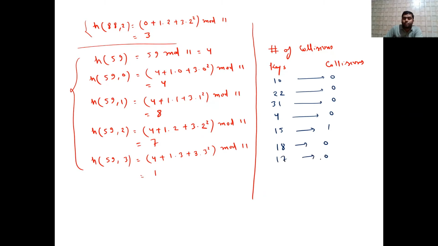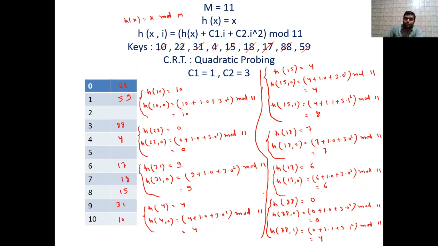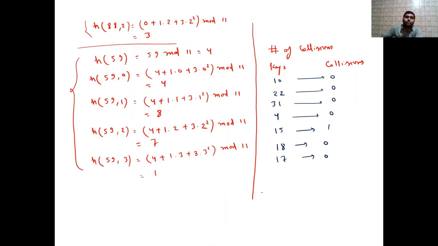17, no collision. And then 88, so there are 2 collisions, right? Because this page also has it. So 88, 2 collisions. And in case of 59, how many collisions? It is 1 at 0th, at 1 and 2, so it is 3 collisions. So total number of collisions are 3 plus 2, 5, and 1, 6 collisions are there. Okay, so anyhow it may be less number of collisions as compared to linear probing.